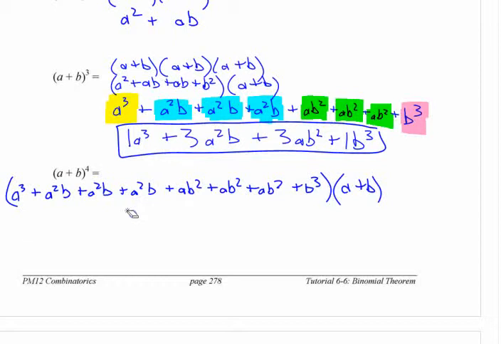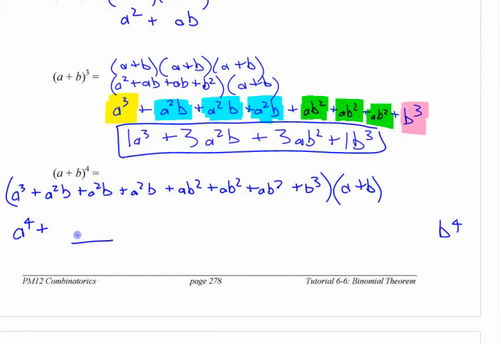But what's the first term going to be here? A to the fourth. What's the last term going to be? B to the fourth, right? From this or from the other pairing there. All the ones in the middle, let's think in an organized way about this. What's the next type of term we're going to have here?